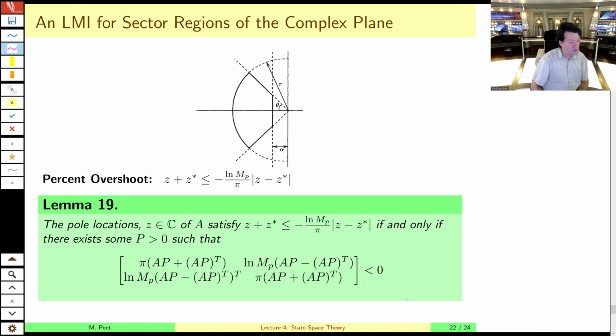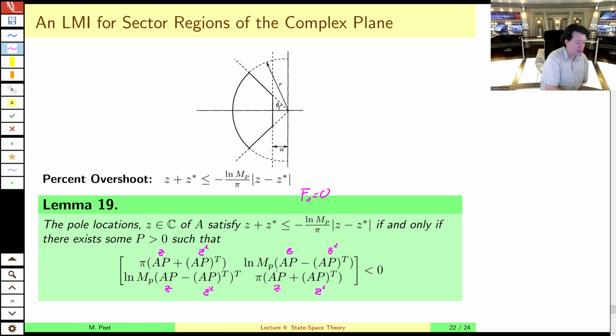Finally, the percent overshoot constraint we showed. I don't actually have the LMI here, but we can figure it out. F naught is 0. There's no constant term, so there are no terms in here which don't multiply P. So this was Z, this is Z, this is Z, this is Z. Every term in the LMI that had a Z in it, the Z becomes AP, and every term that had a Z star in it becomes AP transpose. So we again get an LMI.